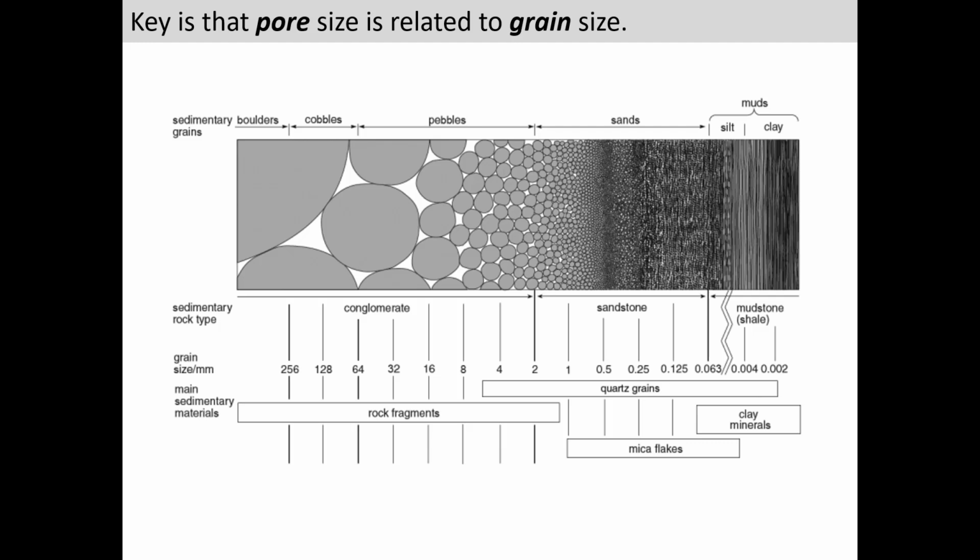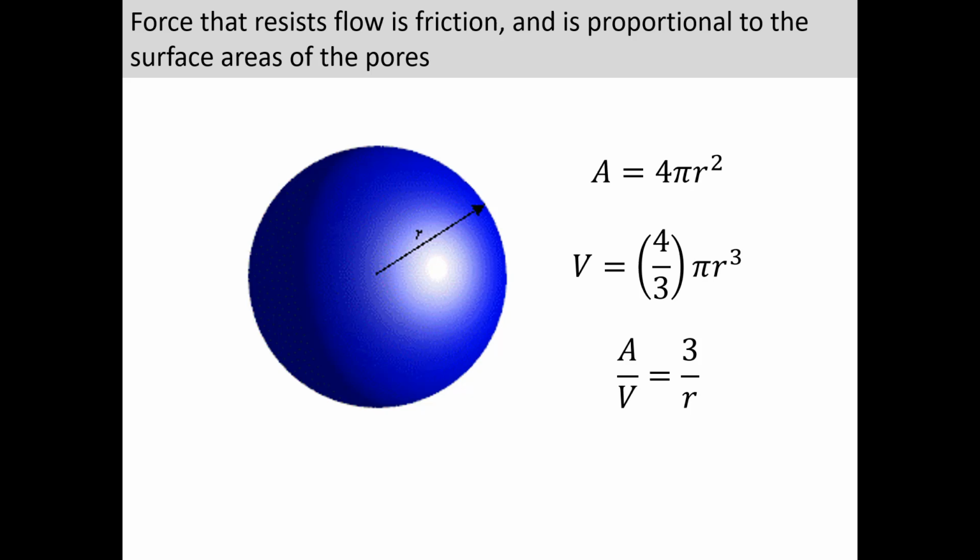And I think you can see that really nicely on this figure, which arranges clasts from large on the left to very, very small on the right. And hopefully you can see that the size of the pores, although it's not exactly equal to the size of the clasts, the pores between the large clasts are larger than the pores between the small clasts. And the idea here is that the friction that water flowing through those pores feels is felt at the interface between the pore and the solid, which is on the outer surface area of the pore.